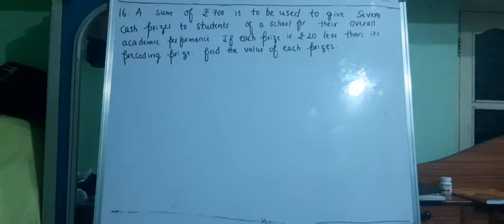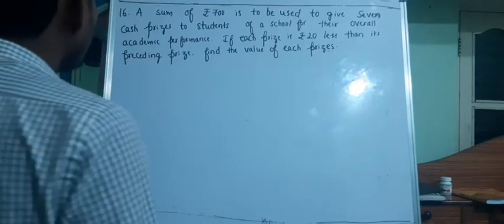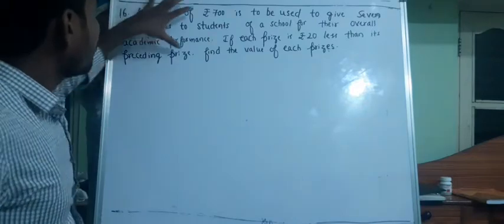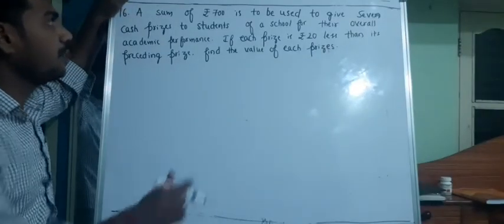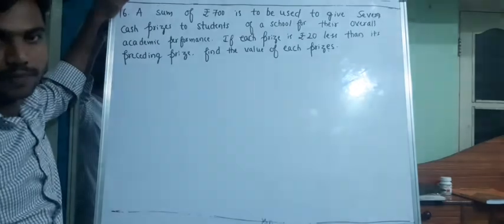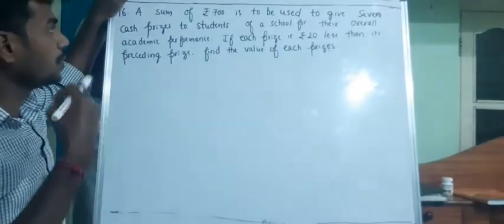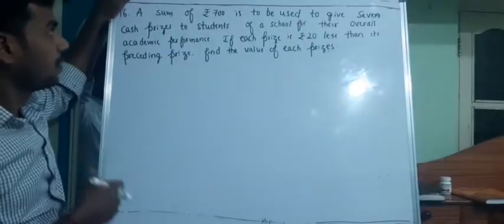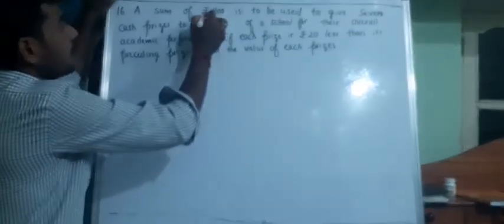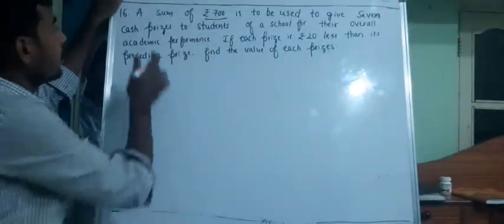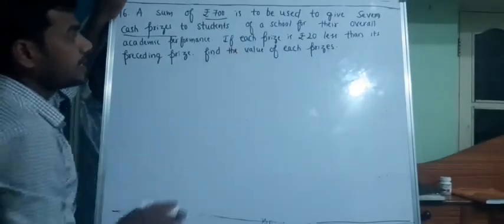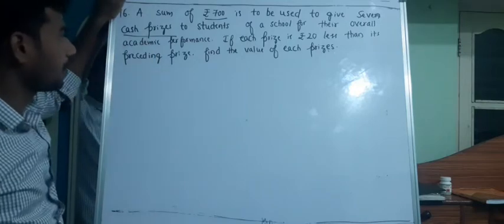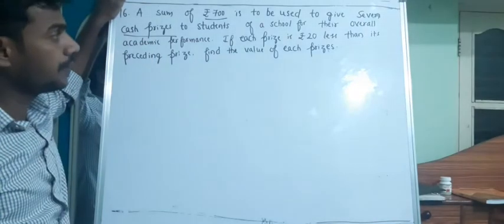Dear student, we'll continue with exercise 5.3. In that 16th question, a sum of rupees 700 is to be used to give 7 cash prizes to students of a school for their overall academic performance. So, they are going to use rupees 700 to give 7 cash prizes. Okay. So what is the condition? If each prize is rupees 20 less than its preceding prize, find the value of each prize.